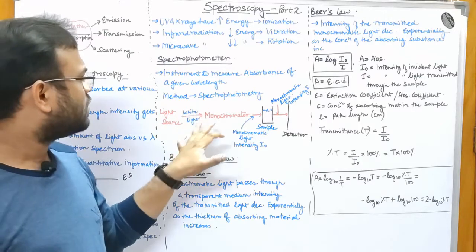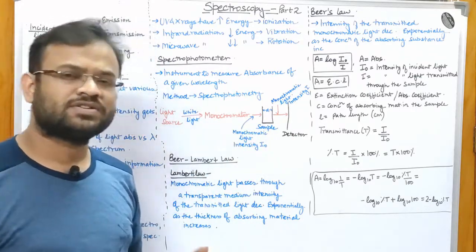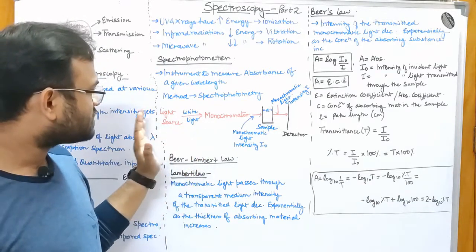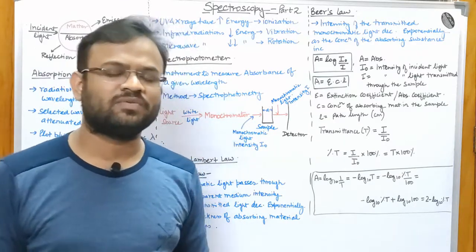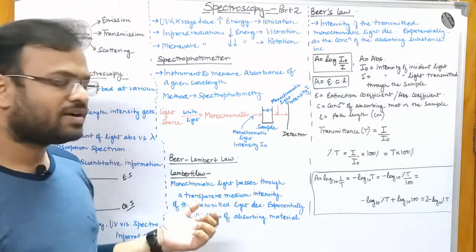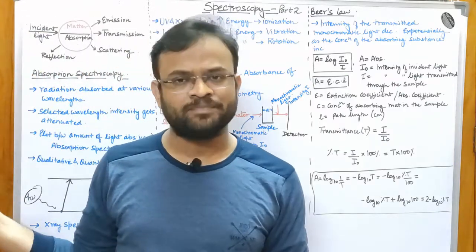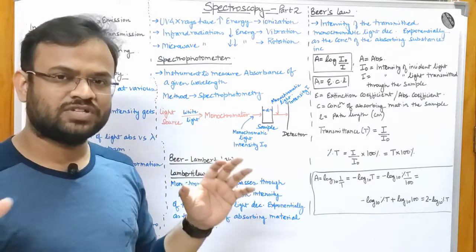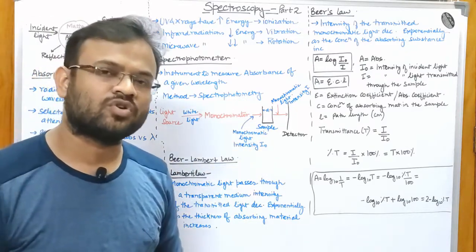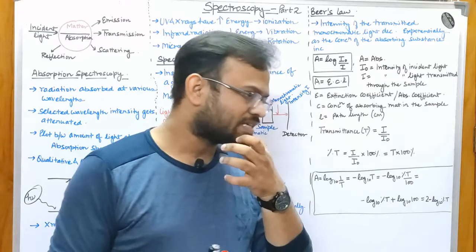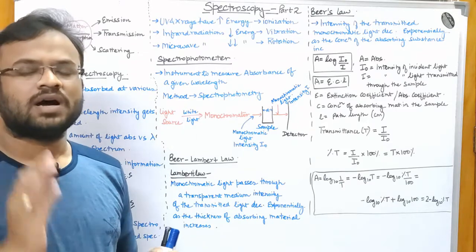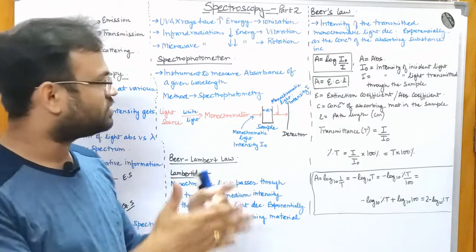So what is the diagrammatic representation of a spectrophotometer? You have a light source, and through this light source, white light is passed. You might know that white light is a mixture of VIBGYOR: violet, indigo, blue, green, yellow, orange, red. When this white light is passed through a monochromator, now what is this monochromator? A monochromator is a device that would cut out the other wavelengths. It would only allow a particular wavelength to pass through it.